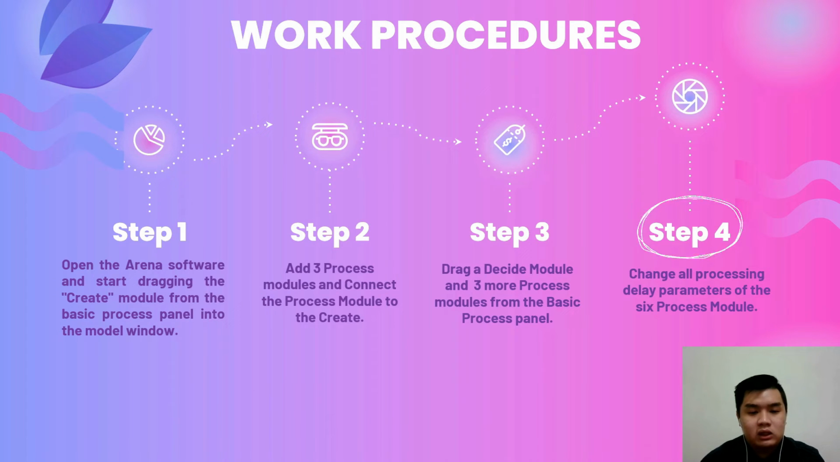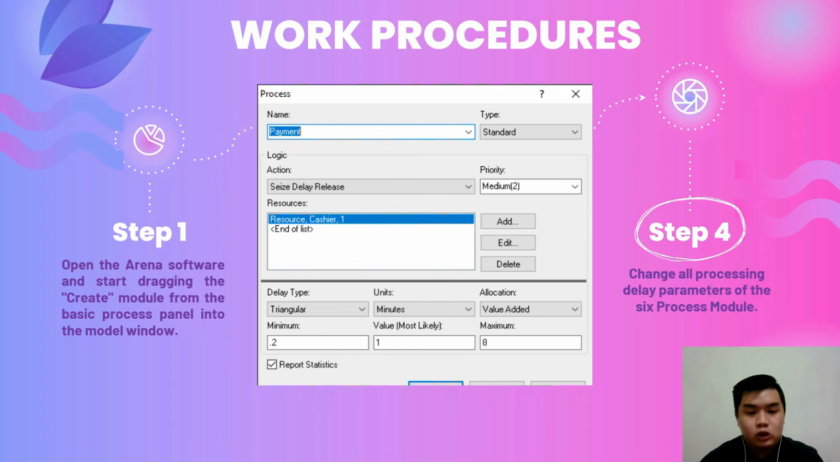And for the sixth, which is the last process module, change the name to payment and the resource name to cashier, and define the processing delay parameters as minimum 0.2, value 1 and maximum 8.